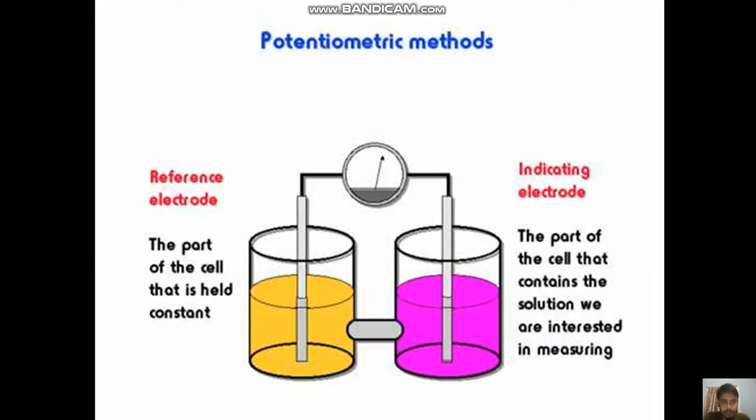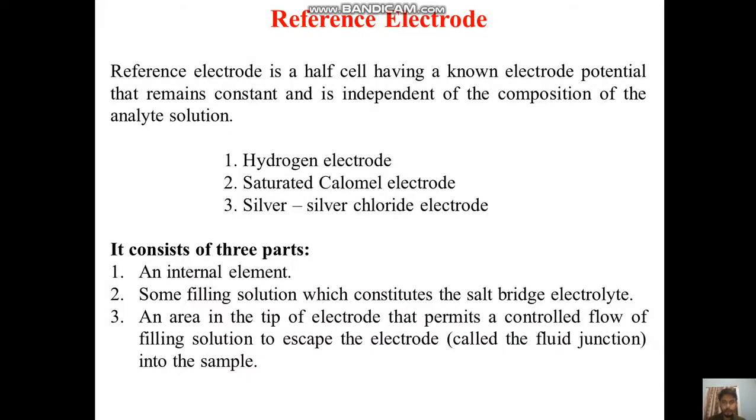In the potentiometric method, we have the reference electrode here, you can see, and another one is the indicator electrode. So what is a reference electrode? A reference electrode is a half cell having a known electrode potential that remains constant and is independent of the composition of the analyzed solution. There are three types of reference electrode: one is the hydrogen electrode, then SCE, that is the saturated calomel electrode, and the last one is the silver chloride electrode.